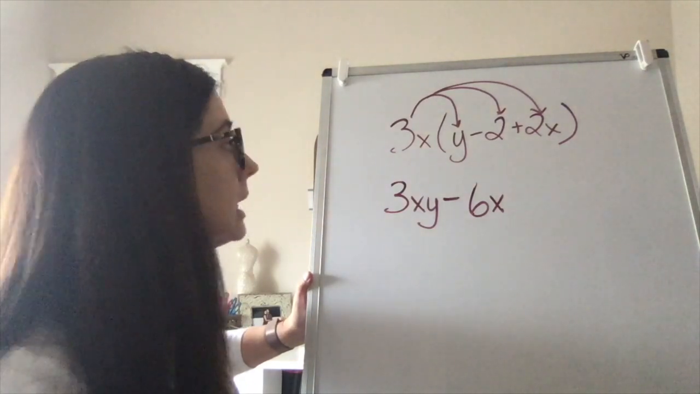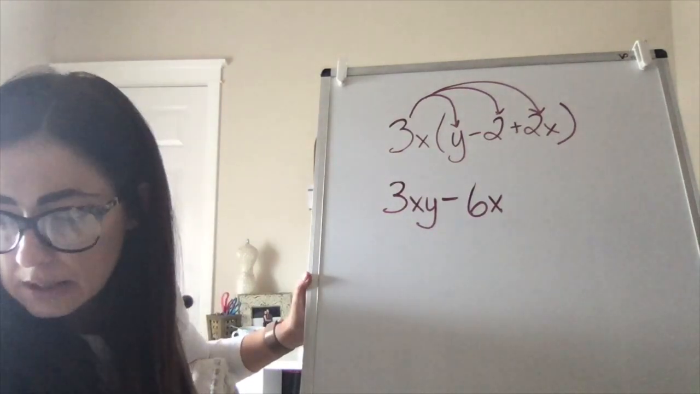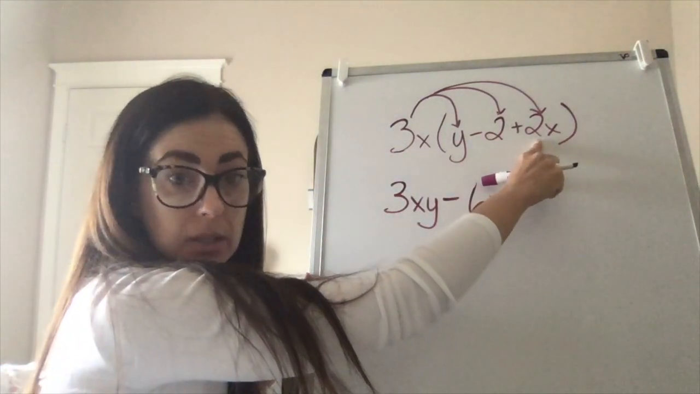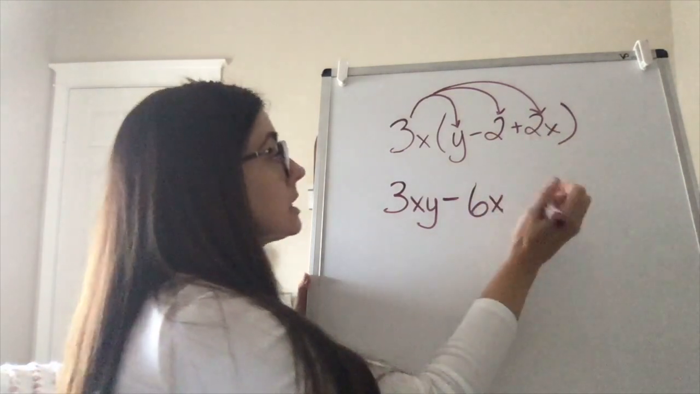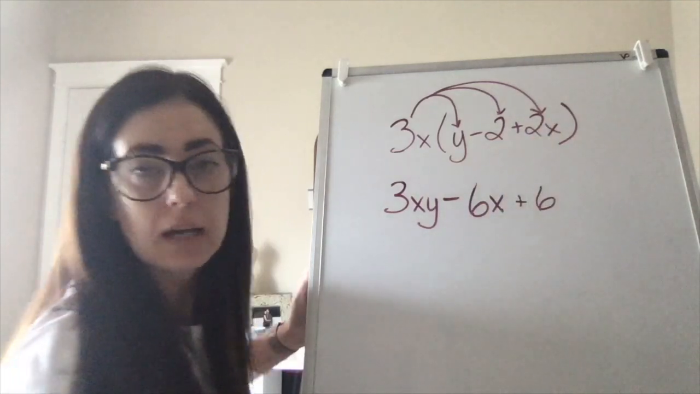All right, now here's where this one's going to get a little confusing. Are you ready for this? We have a 3 times a 2. We know we can find a value for that, right? A 3 times a 2 is a 6. And then we have an x times an x.